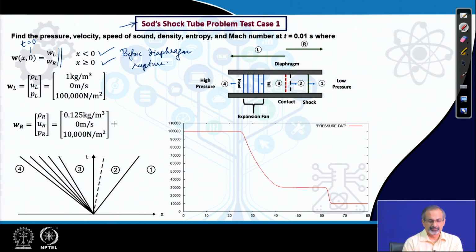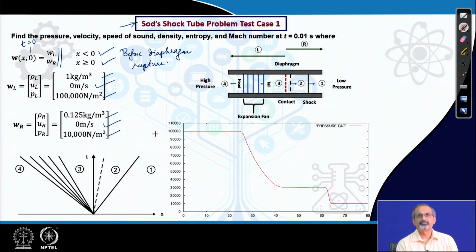So, you can figure out that the density on the left is 1 kg per meter cubed, while it is 0.125 kg per meter cubed on the right hand side. Both the fluids are stagnant, which is quite obvious, and the pressure on the left side is 10 times that of the pressure on the right hand side. That means, the left side is the high pressure section of the shock tube, that is the driver section, the right side is the driven section, which is at a low pressure.